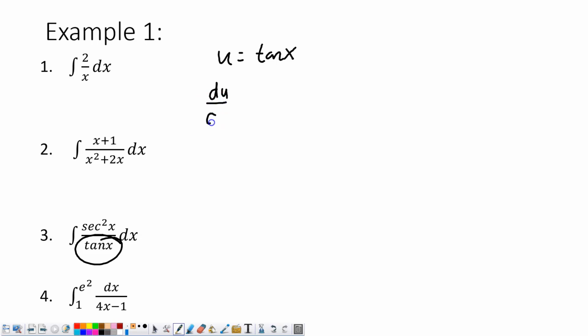Take the derivative of that. The derivative of tangent is secant squared. Got to think back to Unit 1 to remember that. Get the dx by itself, and then do your u substitution.